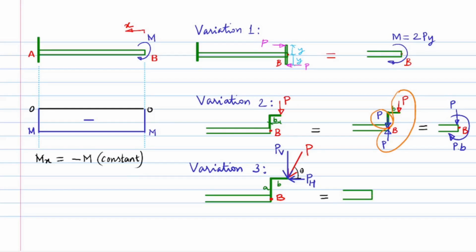The effect of PV on the frame is to produce a load PV acting downwards at free end B along with a clockwise couple of PV times B as discussed earlier, while the effect of horizontal load PH on the frame is to create a leftward directed load acting on the free end B of the cantilever along with a counterclockwise couple of value PH times A. These simplified representations of applied forces and applied moments can now be used for carrying out further analysis.